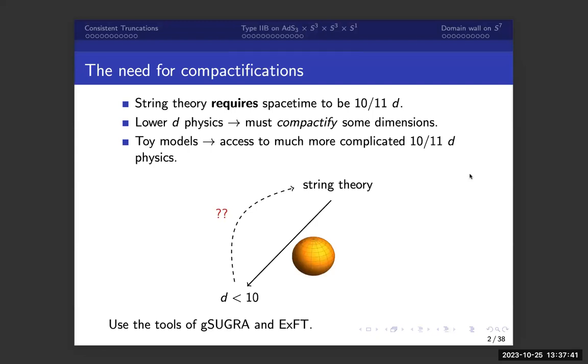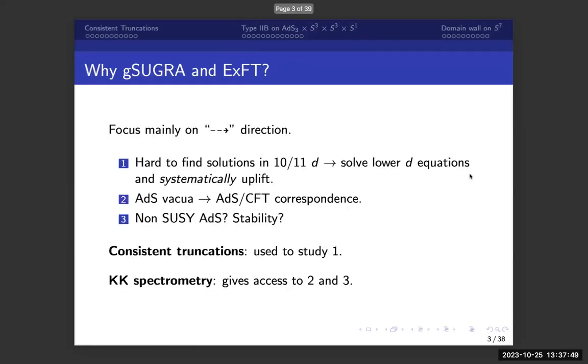I will use the tools of gauged supergravity and exceptional field theory, so everything will be in the supergravity regime. In particular, the main problem will be first to use these techniques to find solutions, because in general, finding solutions directly in 10 or 11 dimensions is extremely complicated.